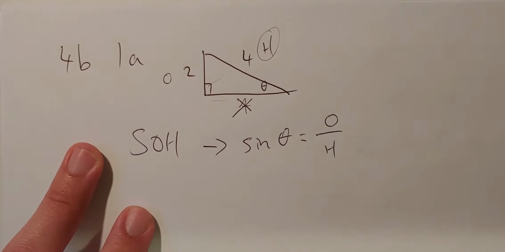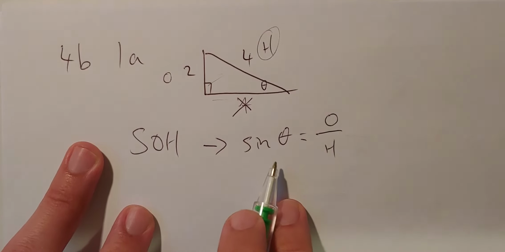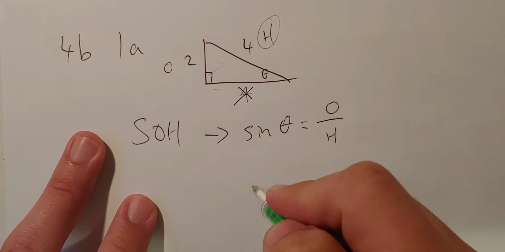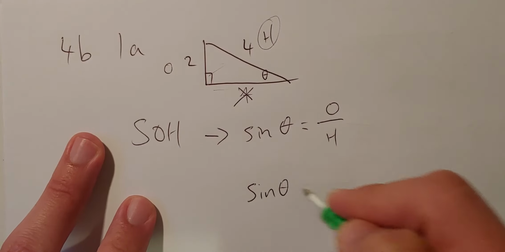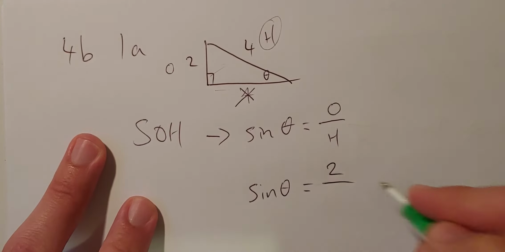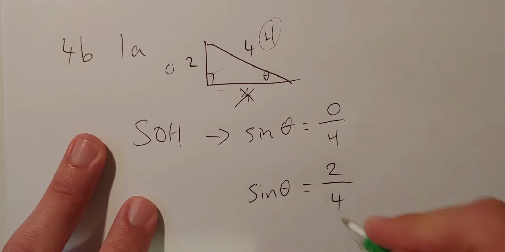Now we have to substitute our values in once we get to this step. So what do we have? We don't have the angle, so that stays as theta. So let's say sin theta equals opposite 2 over hypotenuse 4.